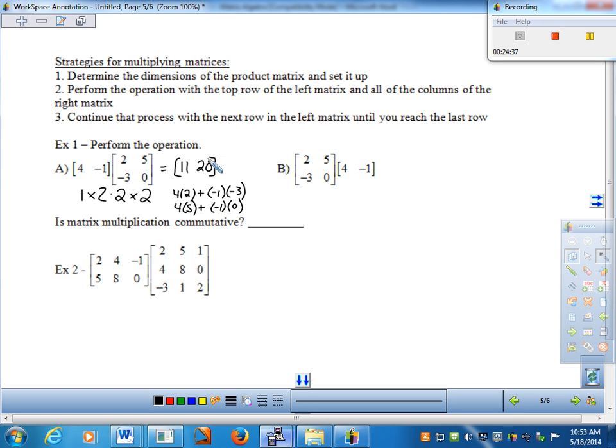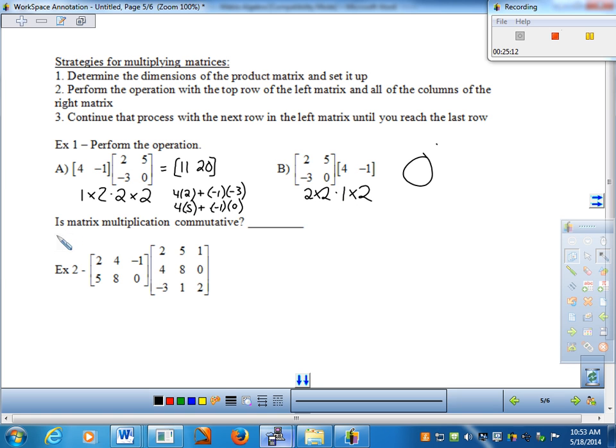Okay, let's do letter B. What happens if I switch? Notice same two matrices. Let's switch them. So the 2 by 2 is on the left, times, and then the 1 by 2 is on the right. Hey everyone, can I even do this operation? Remember, the middle numbers have to be the same. Absolutely not. No go. So even though they're the exact same values, same two matrices, when I switched the order, it changed everything. Nope, wouldn't work.